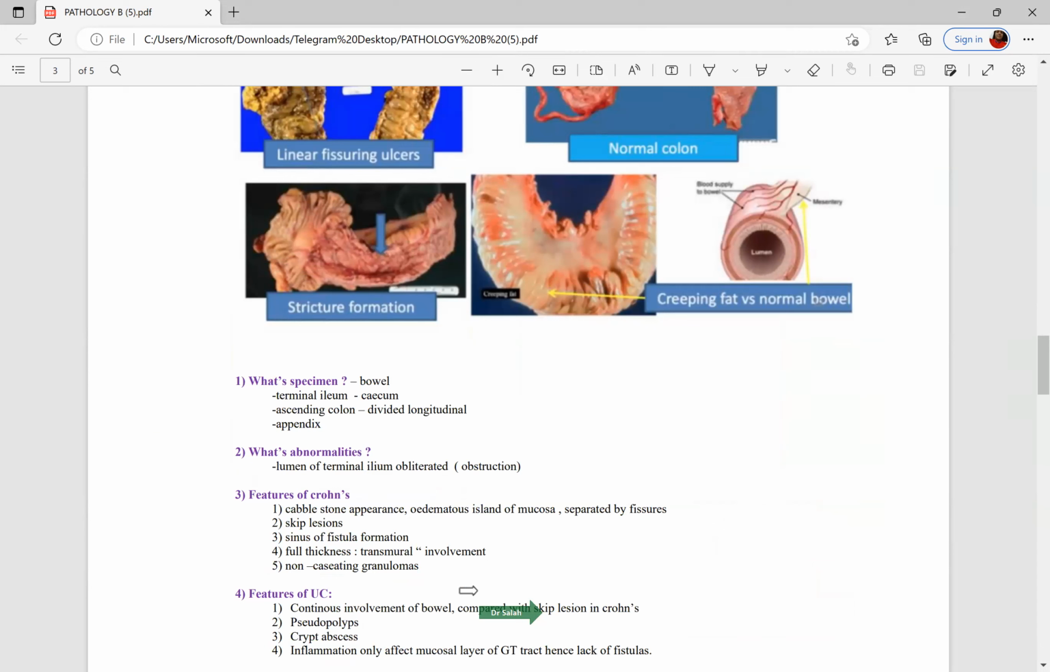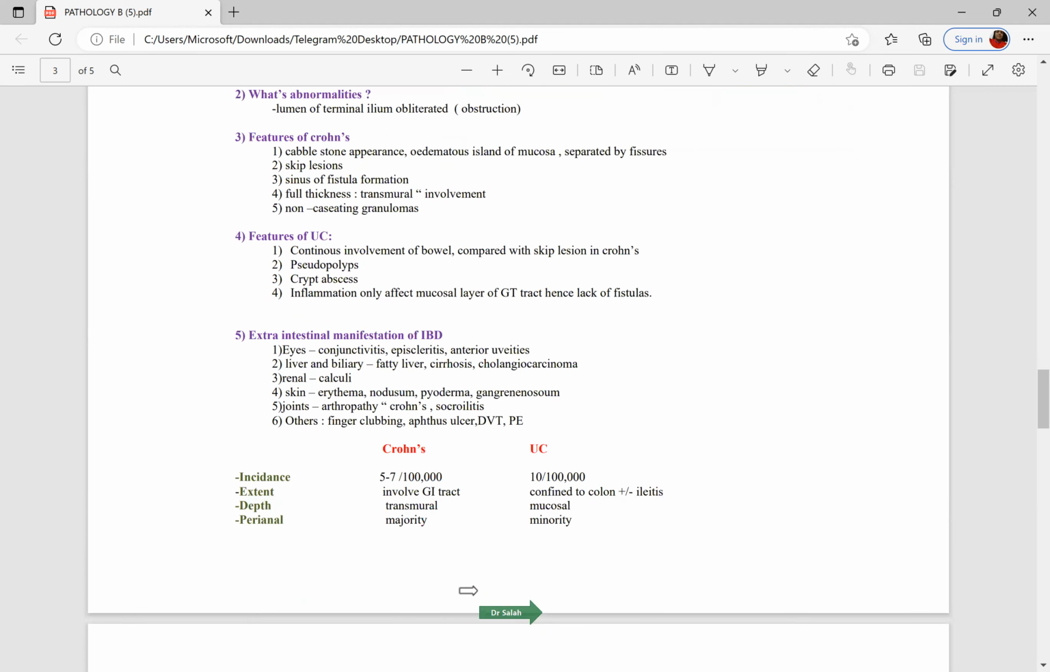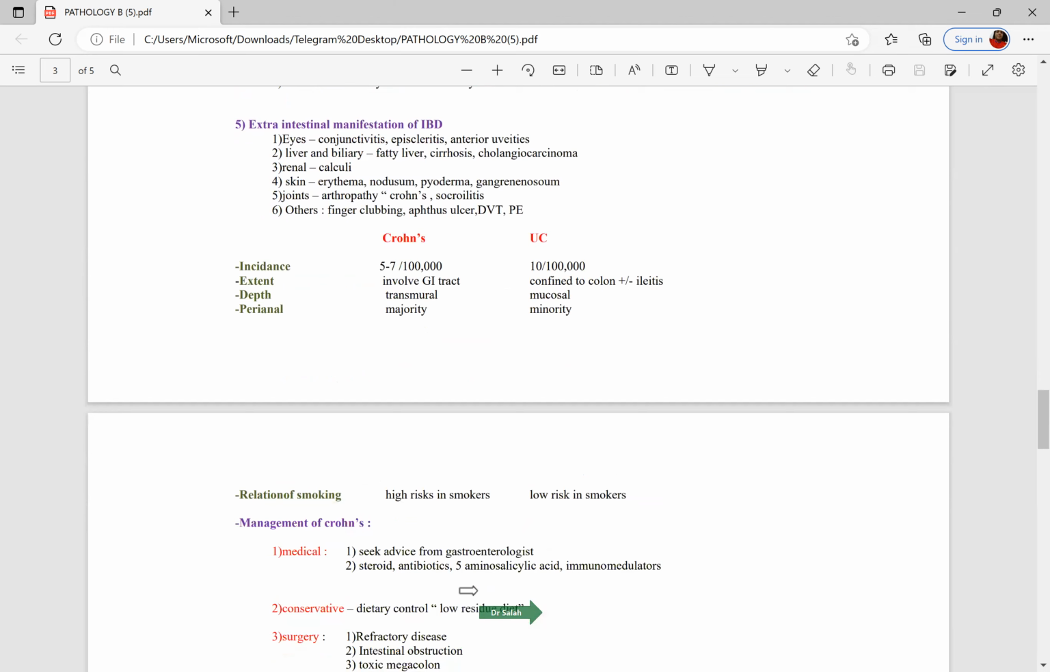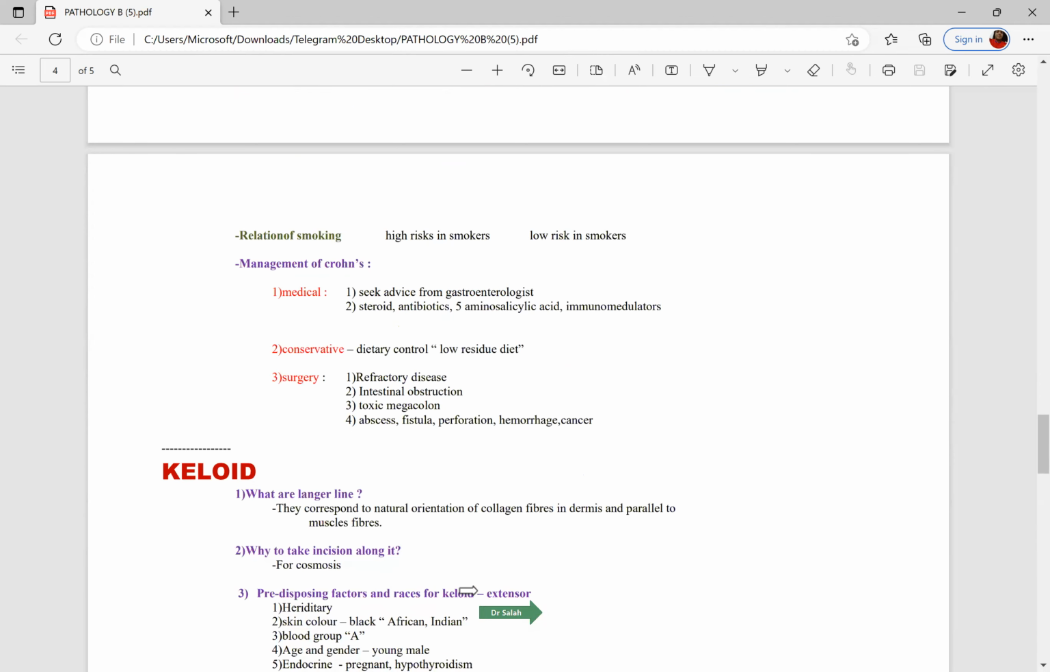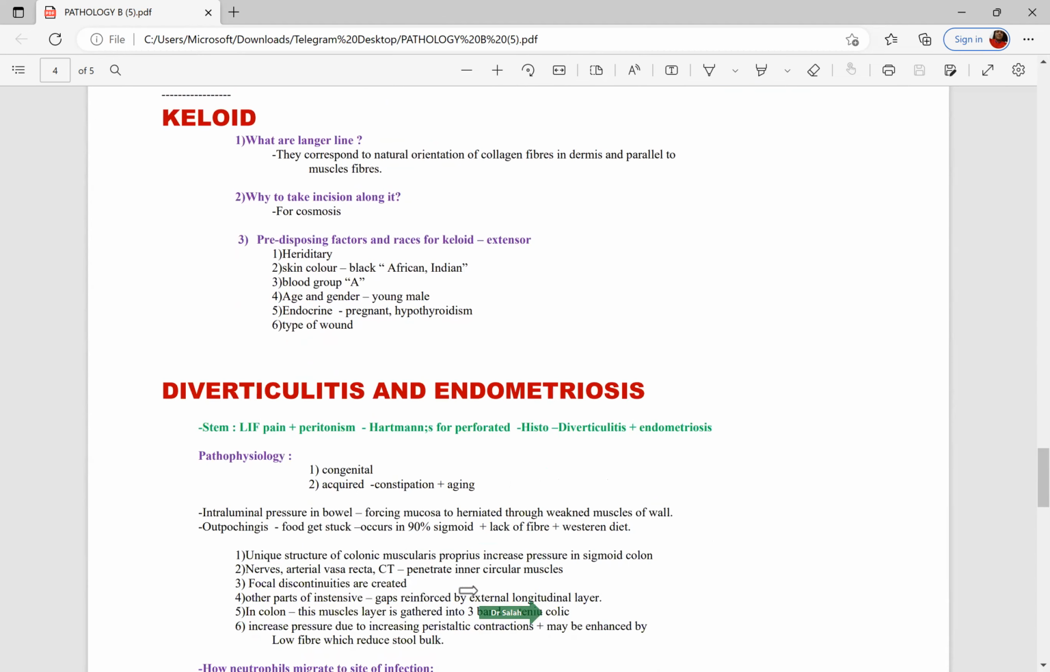Okay, so you have cobblestone appearance, you have skip lesions, you have fistula, you have also non-caseating granuloma. Then asking about features of ulcerative colitis, then extraintestinal manifestations like we discussed, then the station goes exactly as discussed now. I have only one comment: when we are telling the clinical features of Crohn's, please remember anorectal complications, anorectal disease. They are very common in Crohn's. I'm working as a colorectal registrar, that's why I focus on these things.